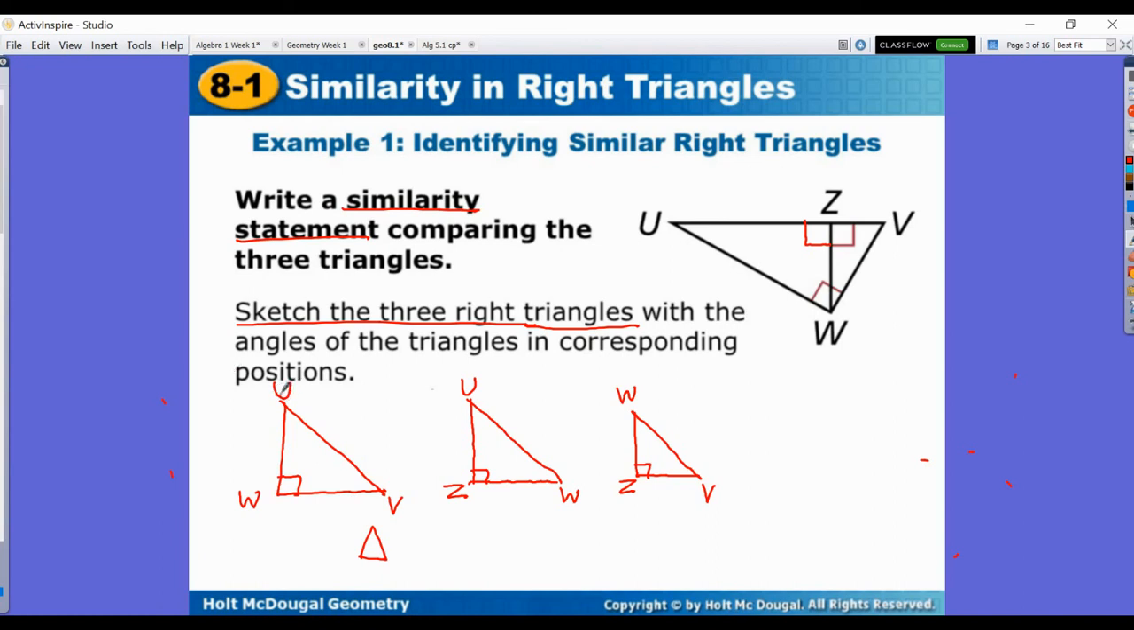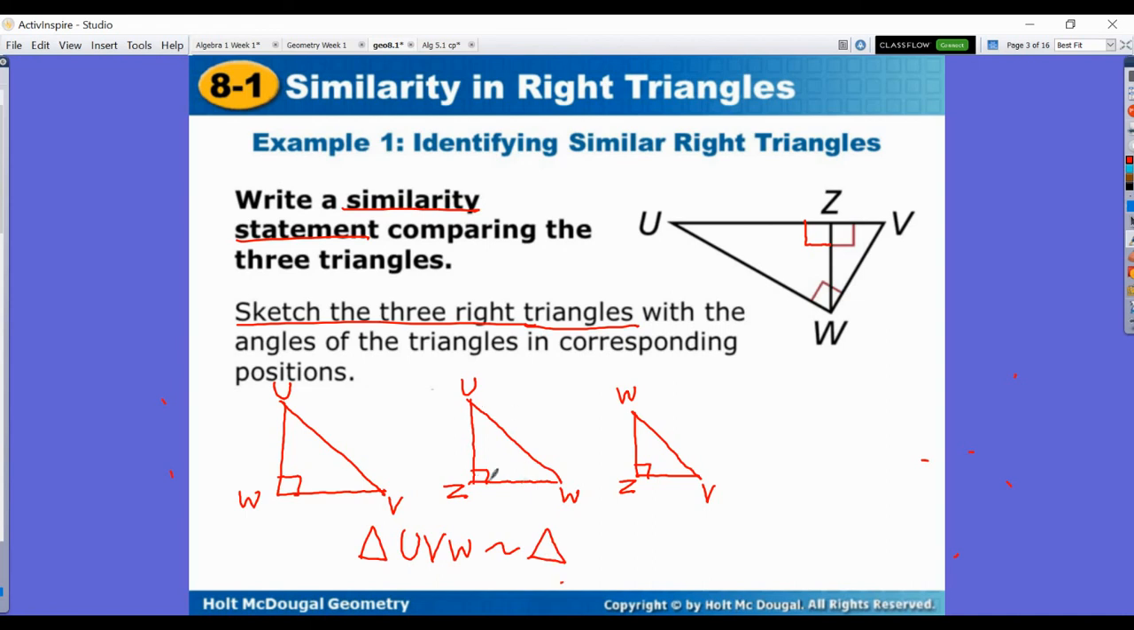Let's start right up here at the top. So we'll go from this point to this point to this one. So we're going to go this way. So to name this first triangle, we're going to have UVW. All right, UVW is my first triangle. Then we're going to use our similarity symbol to continue our statement.